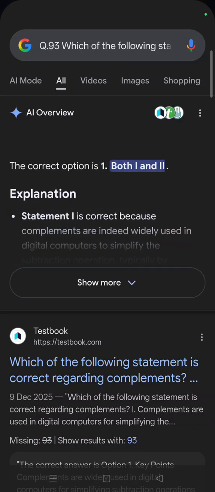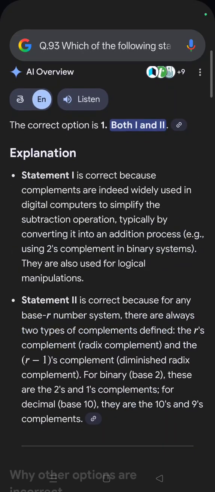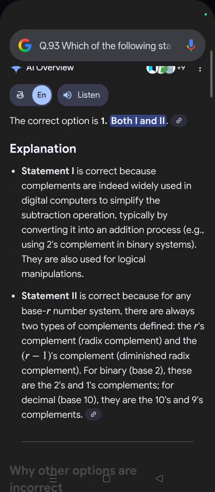Okay, both 1 and 2 are correct. Statement 1 is correct because complements are indeed widely used in digital computers to simplify the subtraction operation, typically by converting it into an addition process. Example, using 2's complement in a binary system. They are also used for logical manipulation.